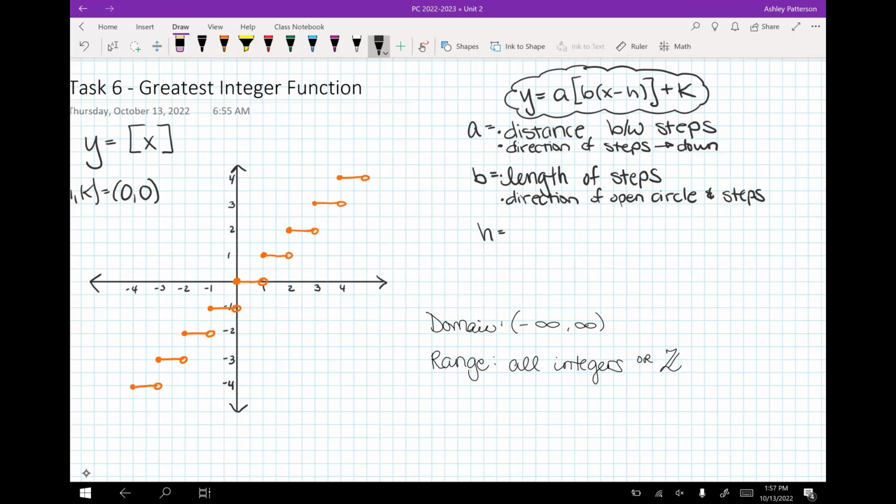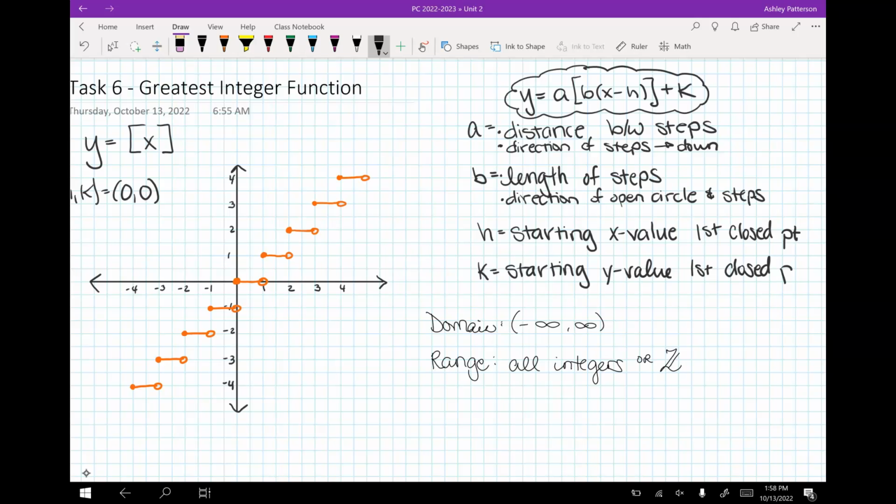Alrighty. H is still our horizontal shift, so this is going to affect our starting X value for our first closed circle or closed point. And then K, being that vertical shift, is going to affect the starting Y value of our first closed point. Again, if you need to, because this is on the Notes to Your Forgetful Self, go ahead and pause the video so you can finish writing, please do so. If not, let's keep going.